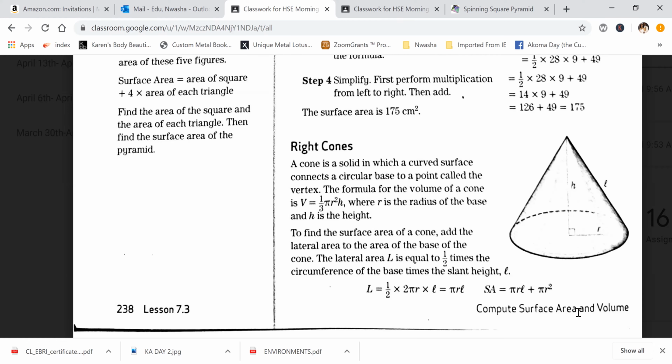So the formula for the cylinder is pi r squared h. Okay, so right. Pi r squared is circle, pi r squared h is cylinder, and now 1/3 of the pi r squared h is a cone.